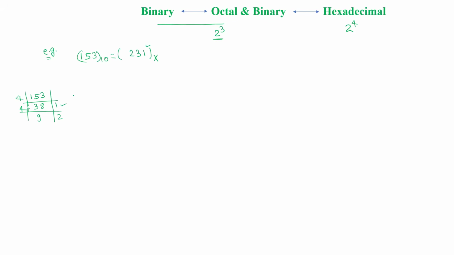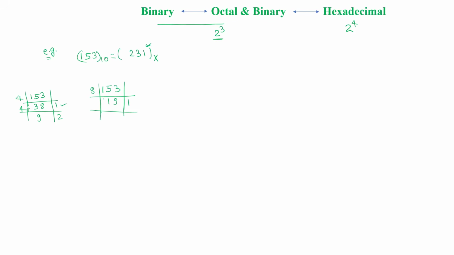So like this, we'll try for 5, then 6, then 7. By observation, we know that it is 8. So now we'll divide by 8. 1 time 8, 7, so 73, 9 times 8 is 72. 1 is the remainder, so this 1 is matching with the given LSB.